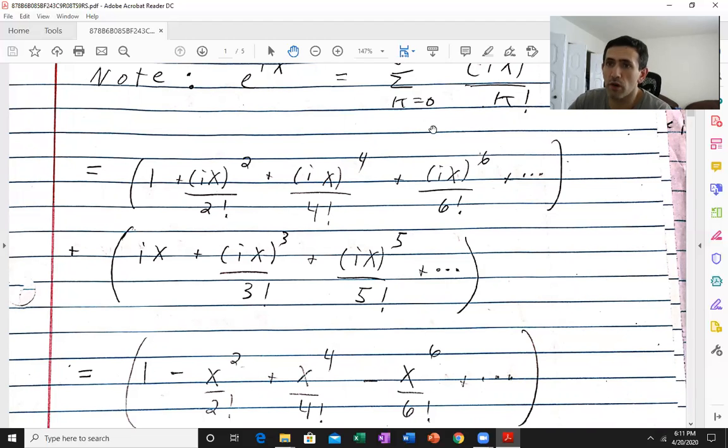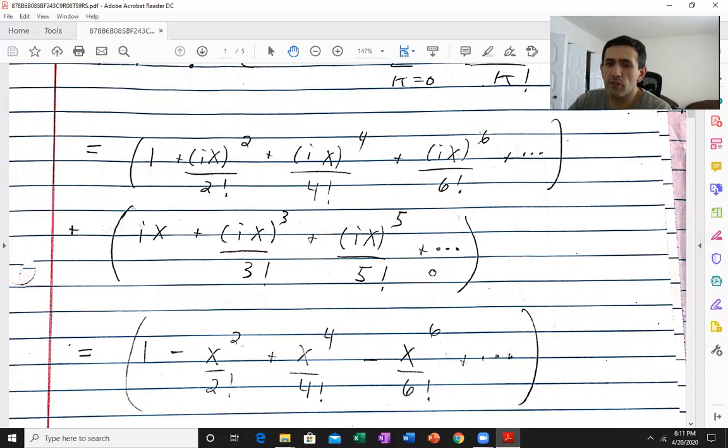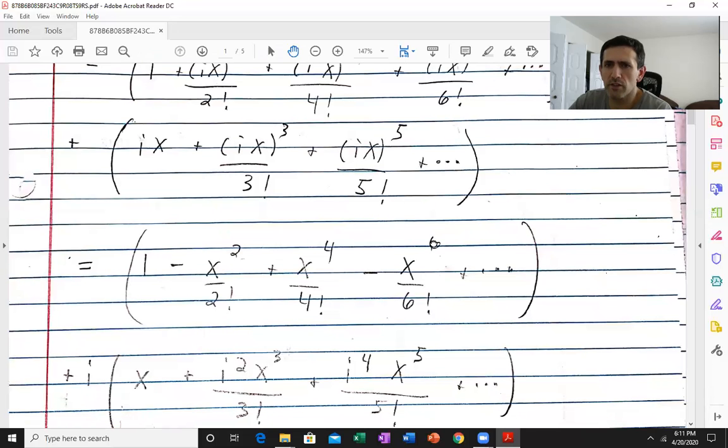which is -1. So we get 1 minus x squared over 2 factorial plus x to the fourth over 4 factorial minus x to the sixth over 6 factorial, etc., and you should know what that is. On the other hand, let's factor out an i here. This would give us just x, then i squared x cubed, i to the fourth x to the fifth, over 3 factorial, 5 factorial, 1 factorial.